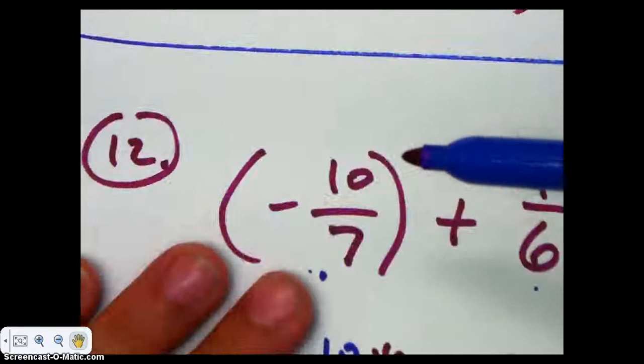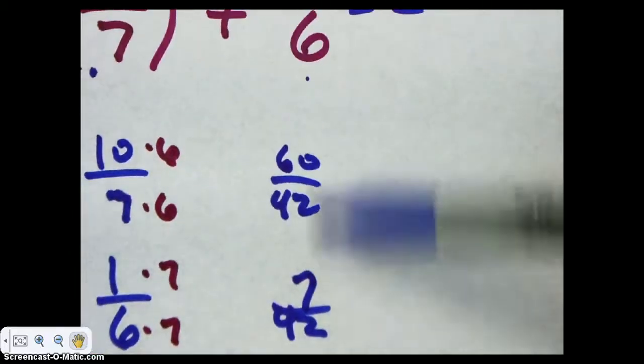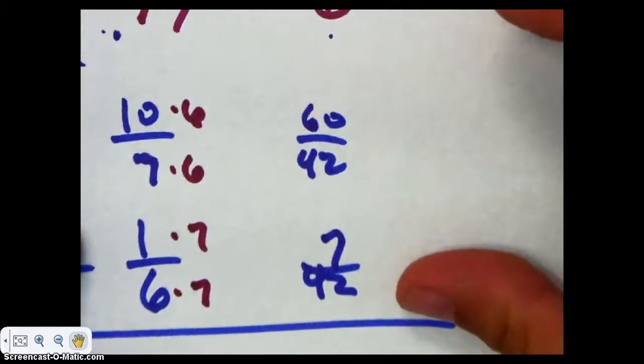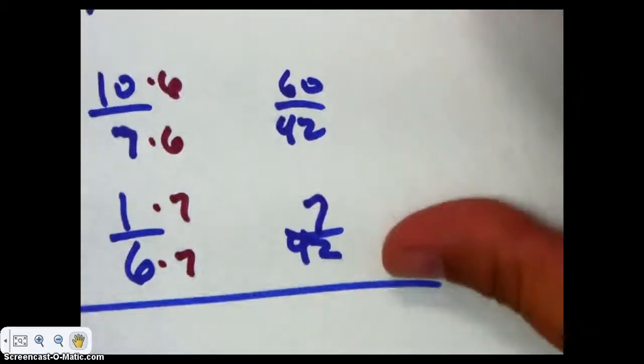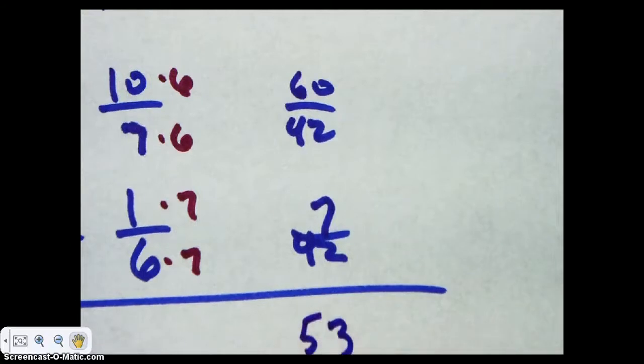So if you couldn't see it here, once you find the common denominators, it's pretty easy to compare the fractions. You can just tell. So we know it's going to be a negative answer. And now we said they're different, so we subtract. 60 minus 7 is 53. Denominator stays at 42.